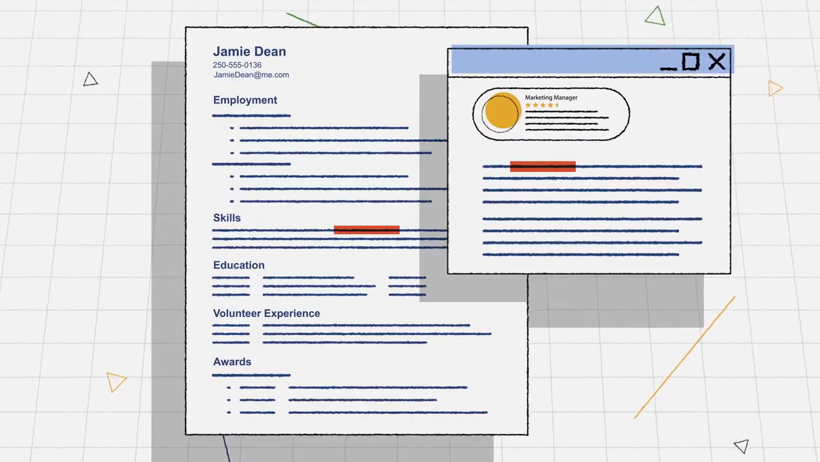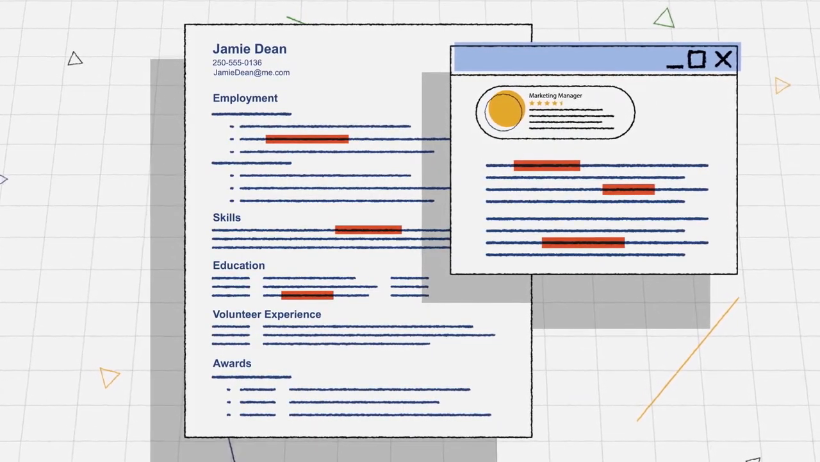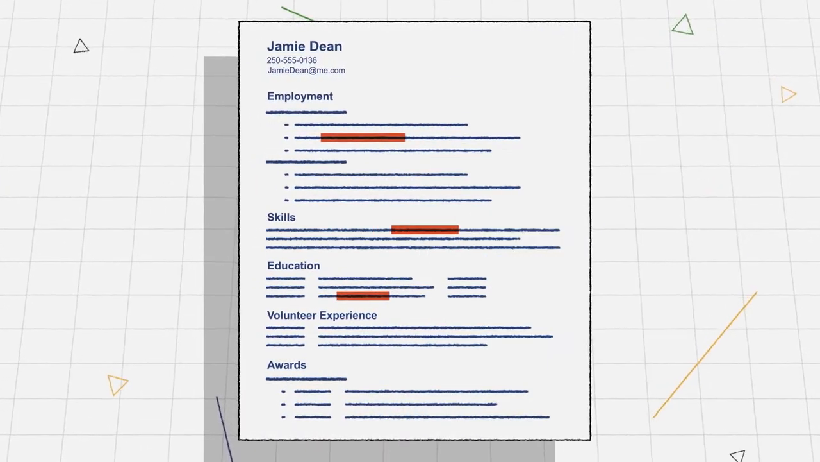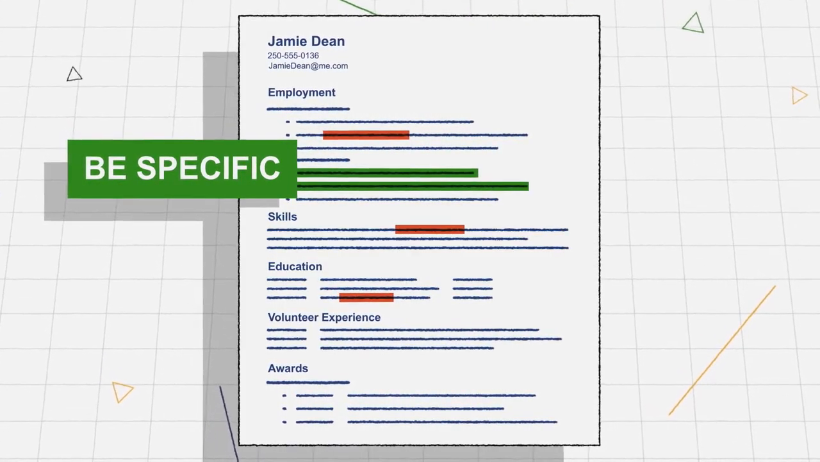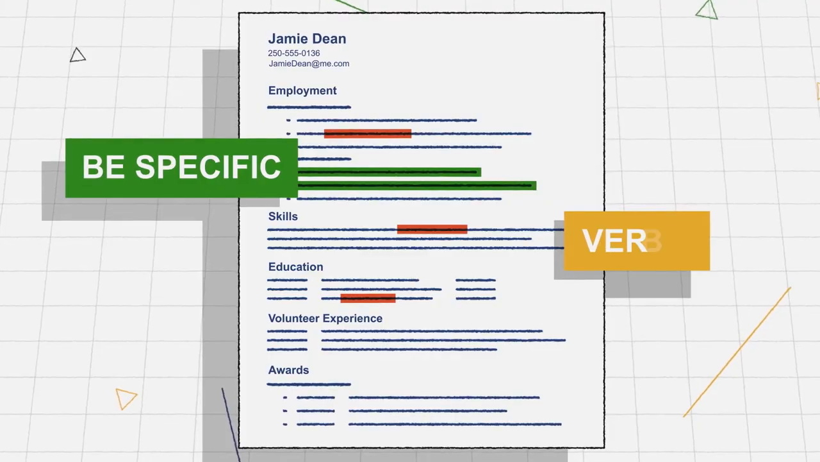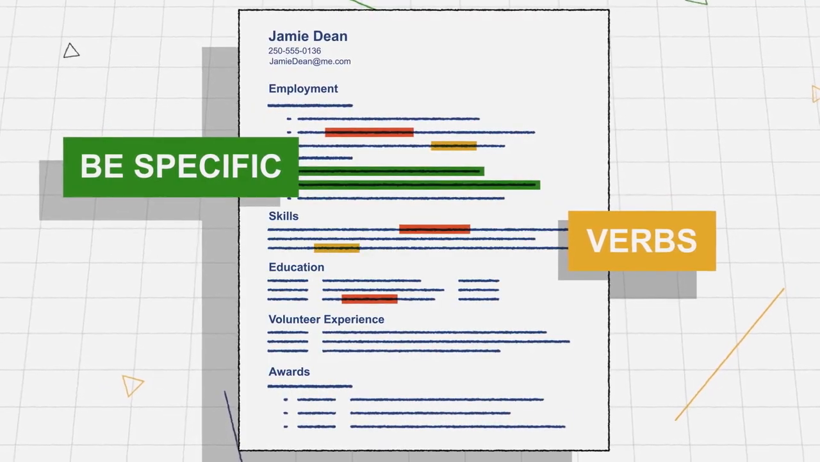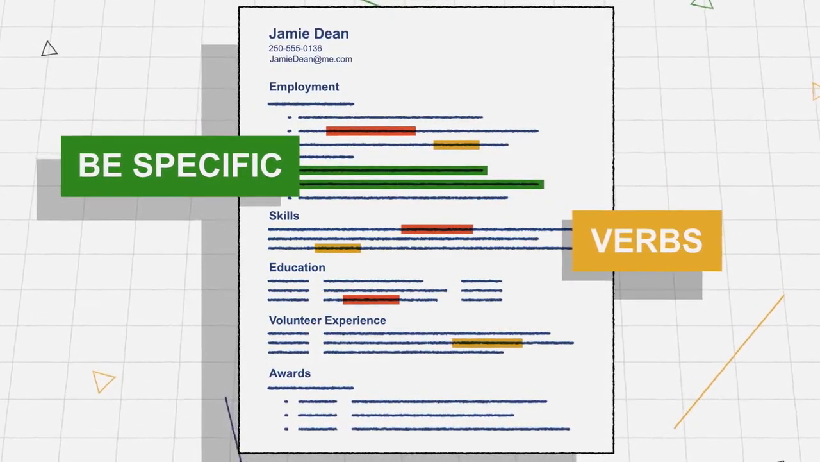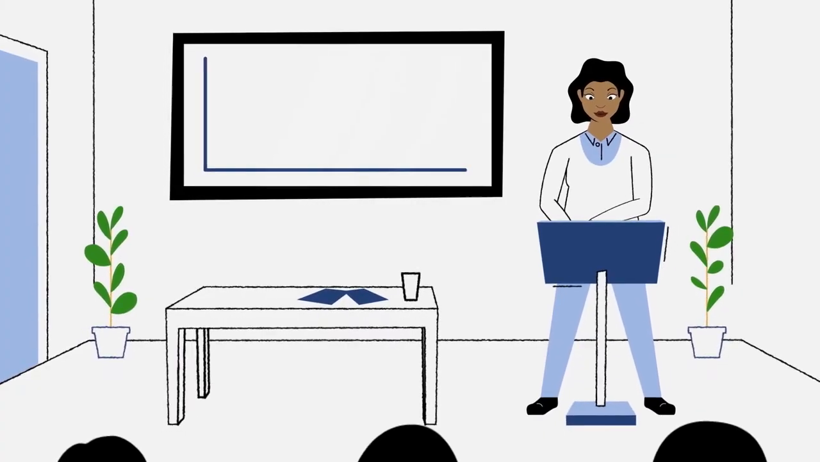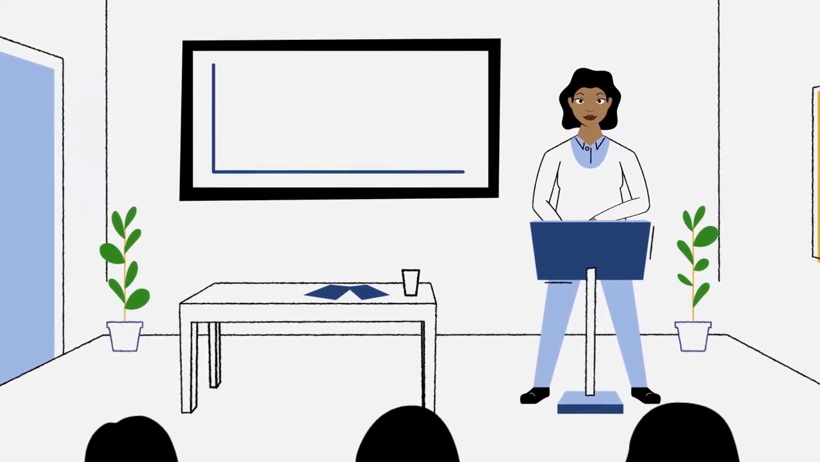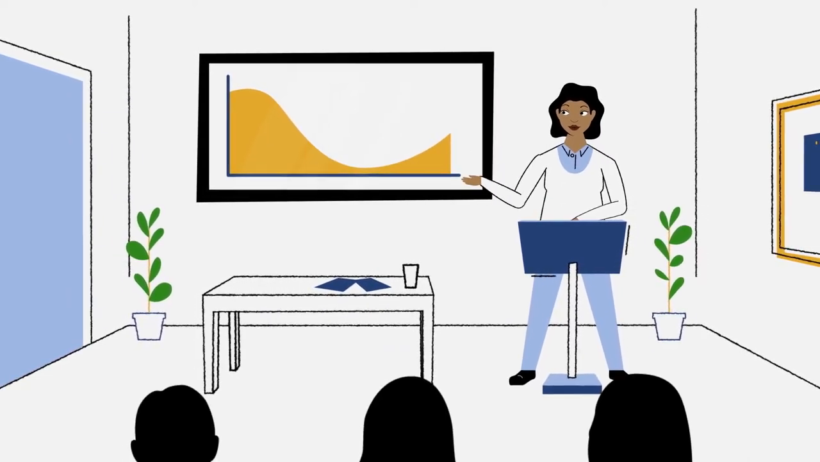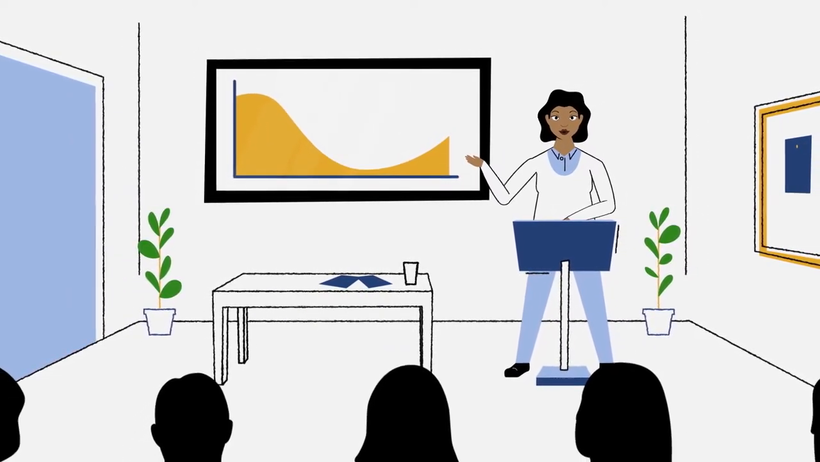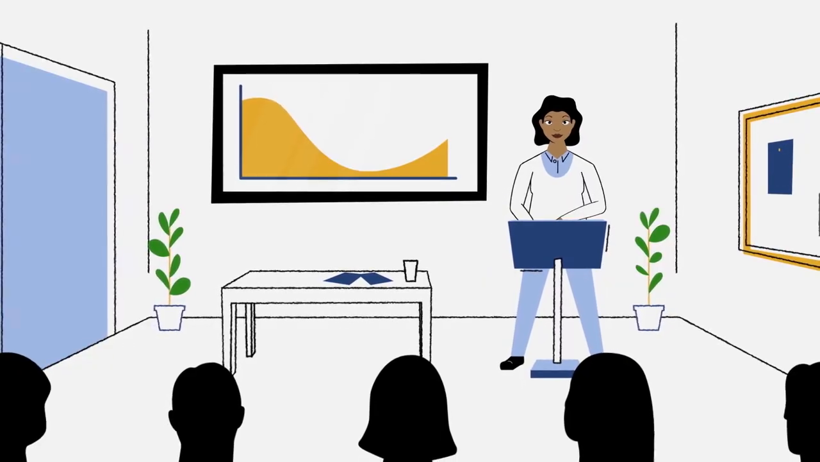Try to use phrases, keywords, and skills that are listed in the job posting, and be specific when describing previous roles and responsibilities. Use verbs to describe situations that reflect specific skills. For example, rather than simply stating that you're a good public speaker, offer a situation that highlights this skill, such as, "I presented at weekly meetings with board members."